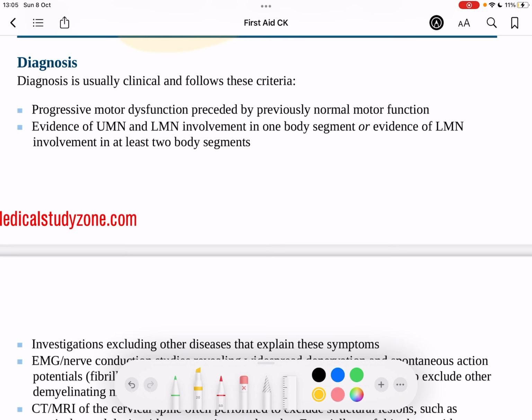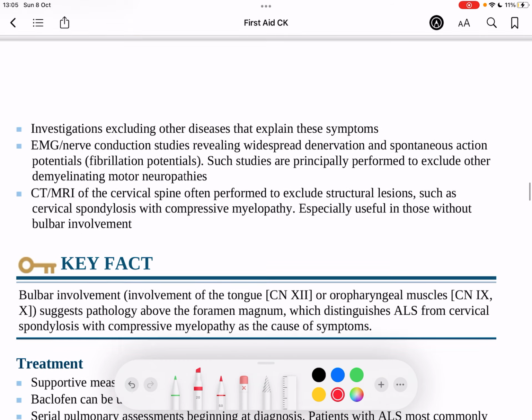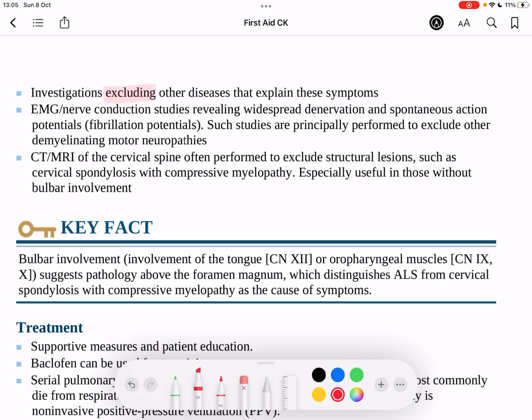So how do we diagnose ALS? ALS is usually diagnosed clinically, okay, but it follows these specific criteria. You're looking for a progressive motor dysfunction preceded by a previously normal motor function. You should have evidence of both upper motor neuron and lower motor neuron involvement of one body segment, or evidence of lower motor neuron involvement of two body segments. Investigations should be done to exclude other diseases that could explain these symptoms.